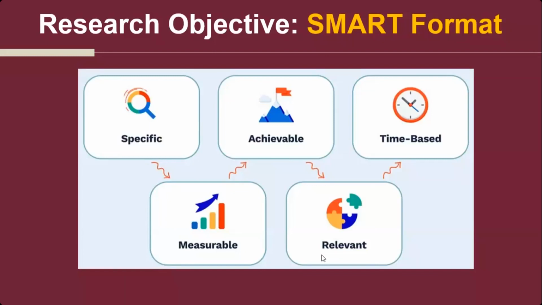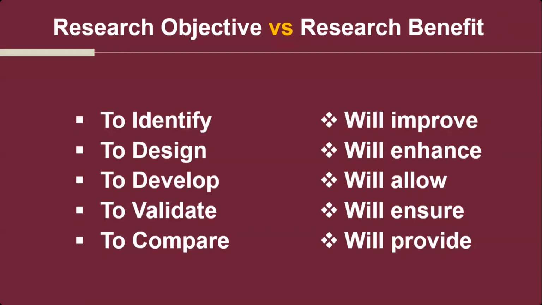SMART format means that when you come out with a research objective, it needs to be specific, it needs to be achievable, it needs to be time-based, it needs to be measurable, it needs to be aligned. Okay, SMART. Okay, this is actually the one that I mentioned just now.